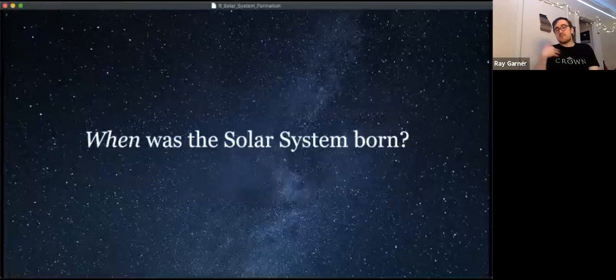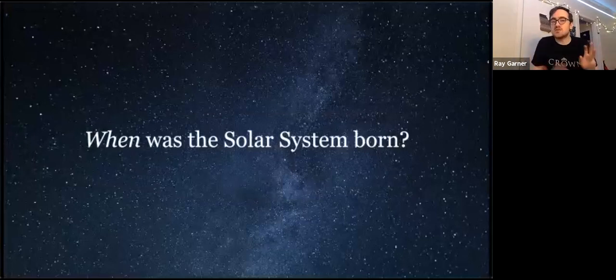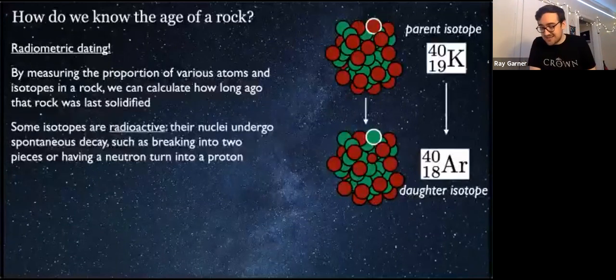All right, so we've talked about how the solar system was born, but when was the solar system born? How do we know that? So we've essentially got to ask the question, how do we know the age of a rock? And we know the age of a rock through a technique called radiometric dating. By measuring the proportions of various atoms and isotopes in a rock, we can calculate how long ago that rock was last solidified.